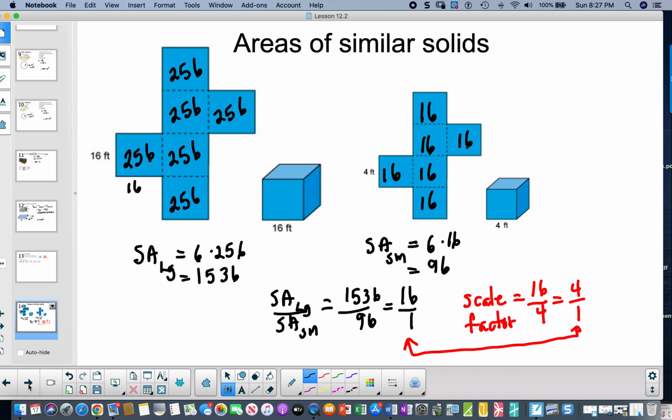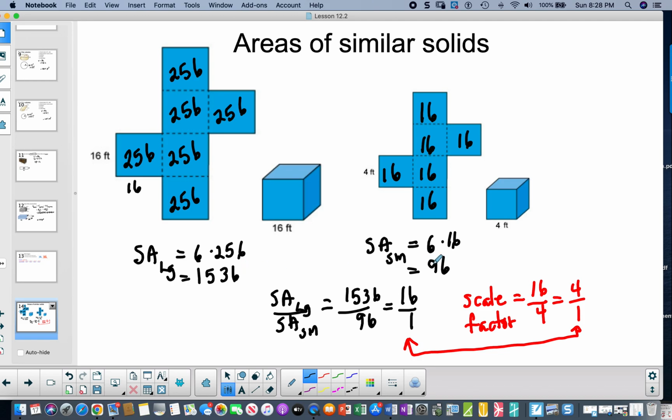Solids can be similar as well, and when solids are similar, let's compare their areas. So this SA stands for surface area. This cube is made up of 6 squares. Every square is 256. 6 times 256 is 1,536. For this cube, each side is 16, times 6, that would be 96.